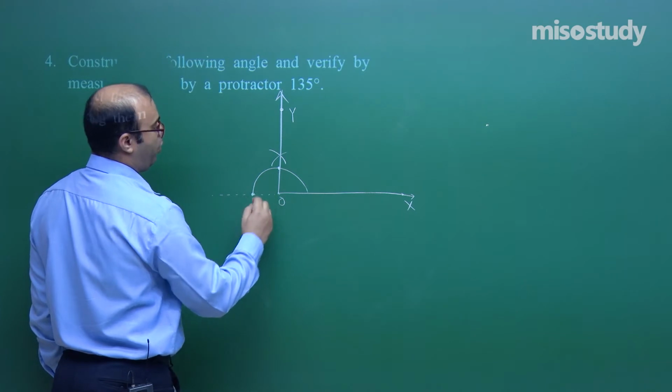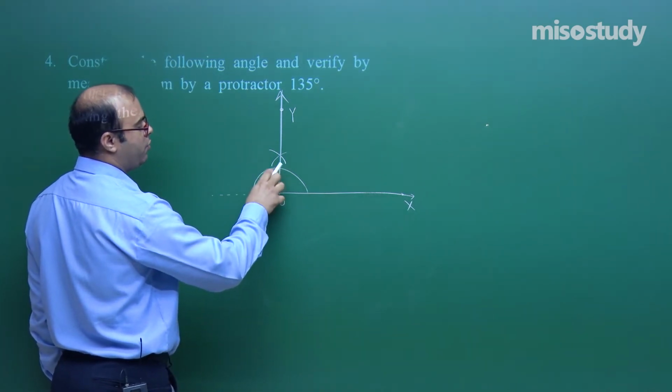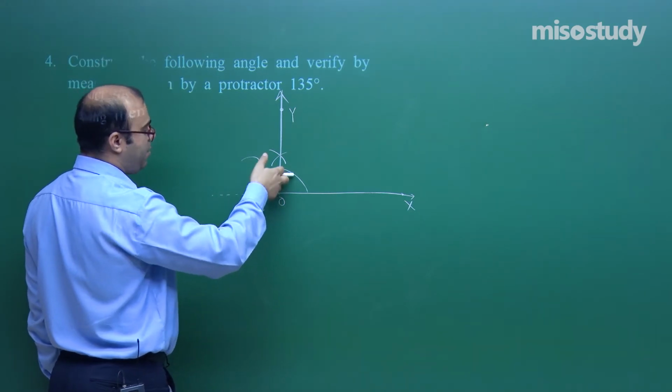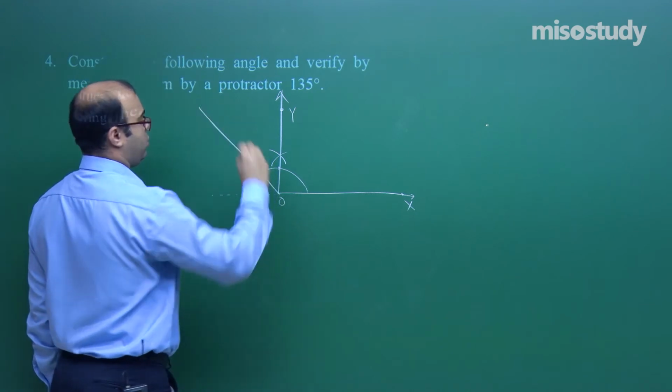Now what we will do, take this part of the angle, and this part of the angle has these two end points. Take an arc with more than half of this distance. Take an arc with the same radius, with this point as the center, take another arc and join like this.